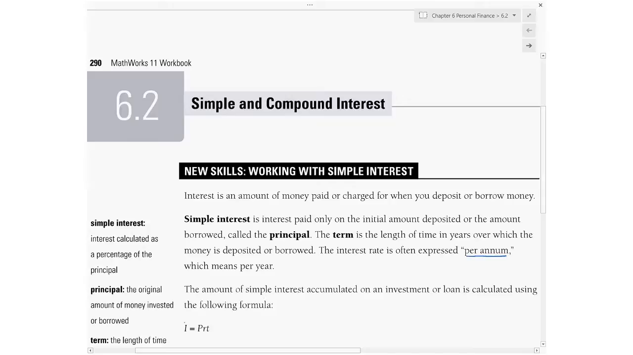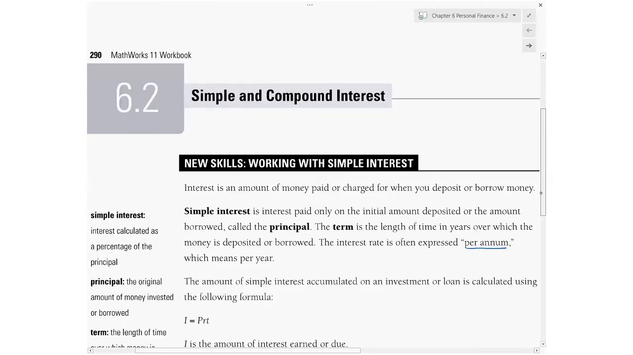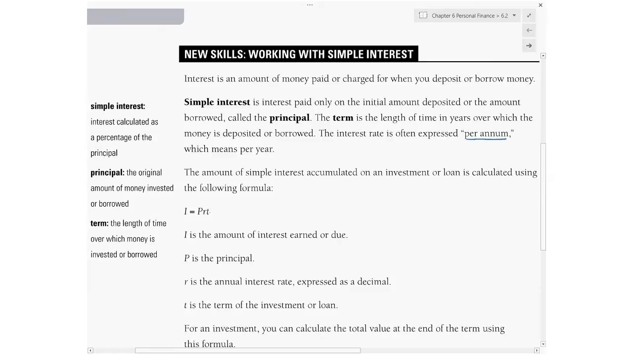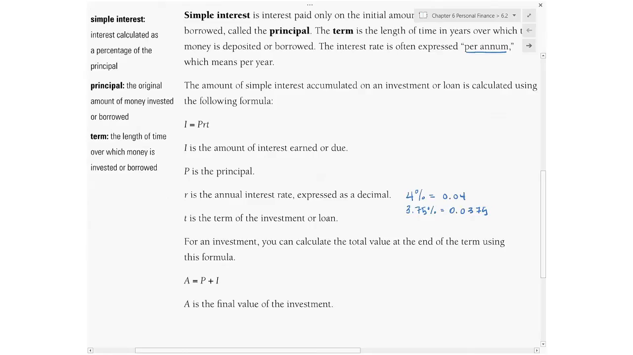And this is the formula for simple interest. Interest is equal to the principal times the rate times the term, or the time that it's in there. I is the amount of interest, P is the principal. The rate is a decimal. So remember, if you had, say, 4%, as a decimal that's 0.04. If you have 3.75%, that's 0.0375. So whenever we're writing a rate, it has to be written as a decimal. You're usually going to be given the rate as a percent, and you have to convert it to a decimal.